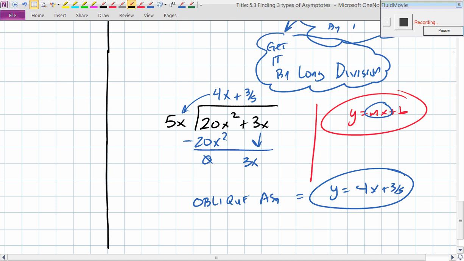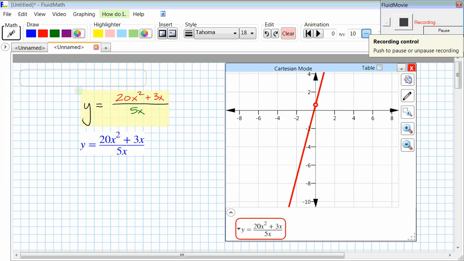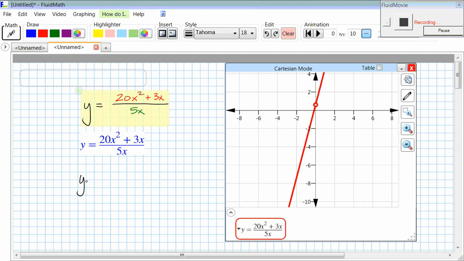Okay, let's turn this back on. So we just graphed our rational function, which is 20x squared plus 3x over 5x, and we're looking for an oblique asymptote. There's no horizontal asymptote because the degree on top is larger. When x is equal to 0, there's a hole in the graph because you're not allowed to divide by 0. Kind of interesting, right? But we're interested in this oblique asymptote, and through long division, we found that it was 4x plus 3/5. Is that right? Yeah.